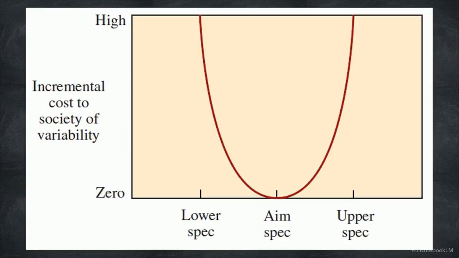This chart shows Junichi Taguchi's correction. Taguchi proved that any deviation from the exact dead center target aim costs the business money, represented by this upward curve. To the customer, there is no real difference between a product just inside specifications and one just outside.